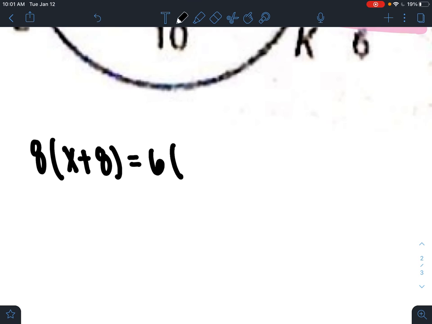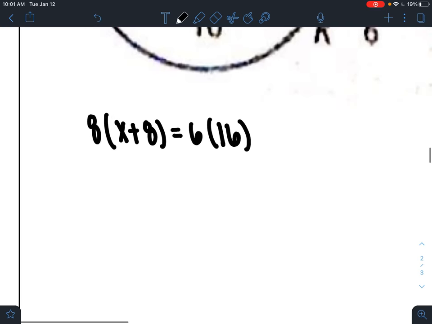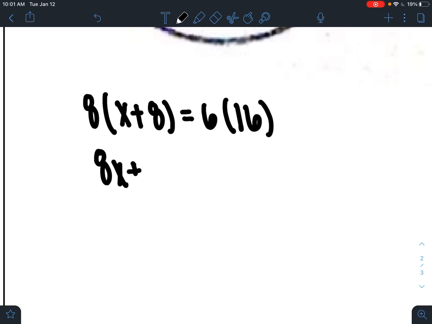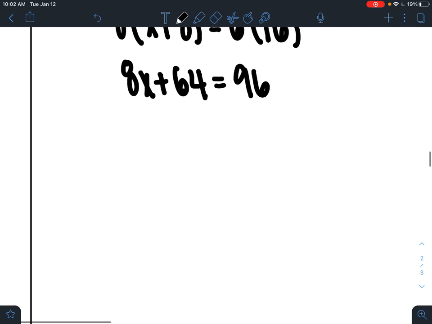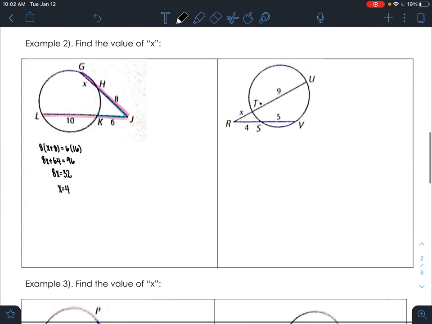So I take the exterior segment of 6 and multiply it times that entire segment's length, which is 16. Distributing through, we're going to have 8x plus 64 equals 6 times 16, which is 96. Solving this, I'm going to subtract out that 96 and that 64. So 96 minus 64 gives me 32. So 8x is equal to 32, which means that x is equal to 4. That one was nice and easy.